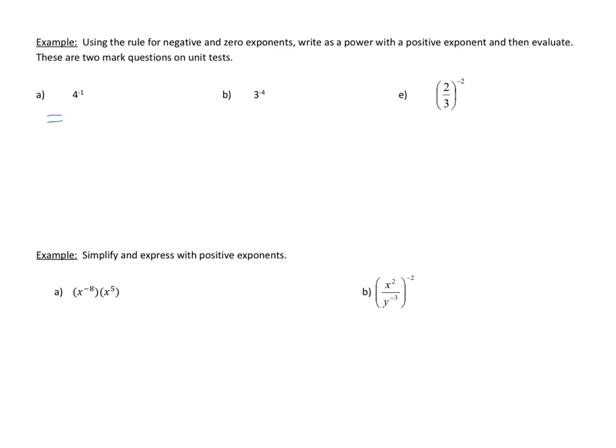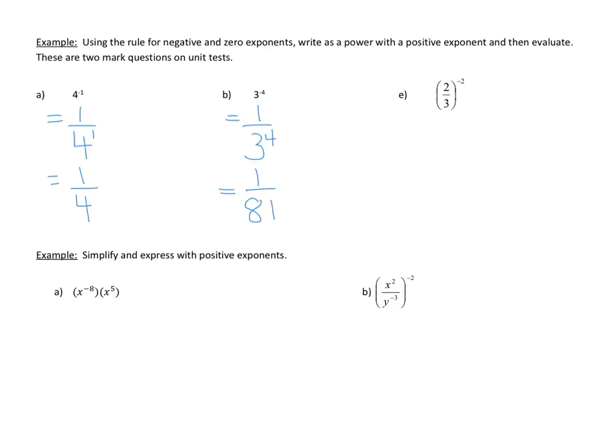Okay, so here's what this looks like. If we take the question 4 to the negative 1, we know that we can make that a positive exponent by doing 1 over 4 to the positive 1, and then obviously that just equals 1/4. So we always would leave our answers as fractions, no calculator really necessary in this case. Looking at example B, we would write it as a power with a positive exponent, so 1 over 3 to the 4. And then we, of course, get 1/81, because 3 to the 4 is 81. So that's how we evaluate.